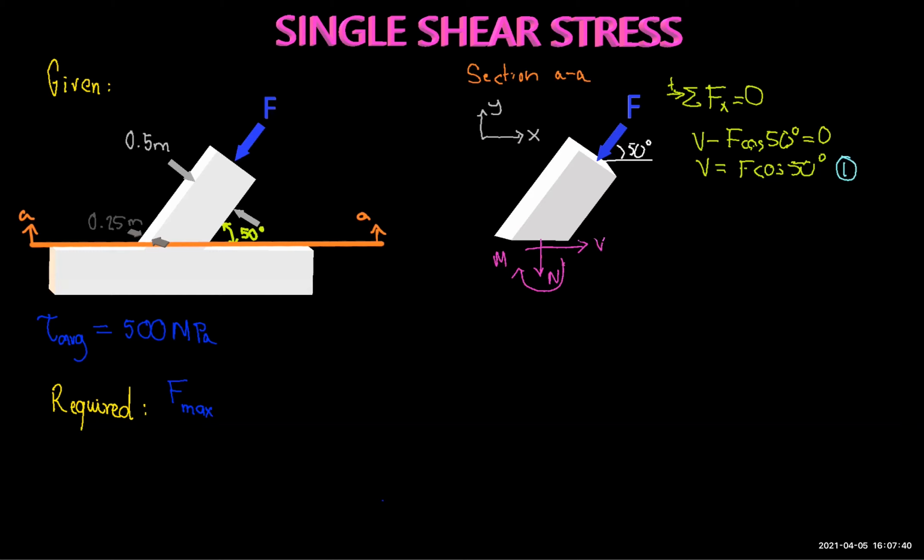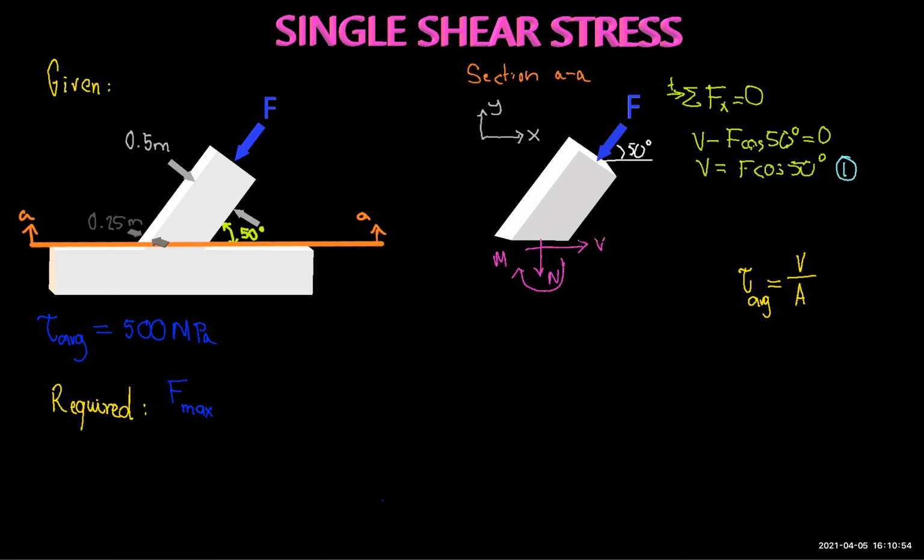Once we have an expression of the shearing force, we can move on and apply the concept of single shear stress. Our equation for the single shear stress will be tau equal to V divided by A. In this case, V is the shear force and A is our cross-sectional area. In this case, we don't know what the cross-sectional area is. So let's go ahead and find it.